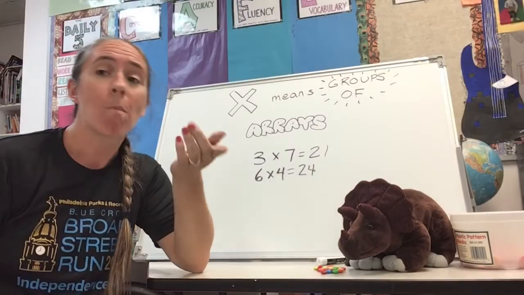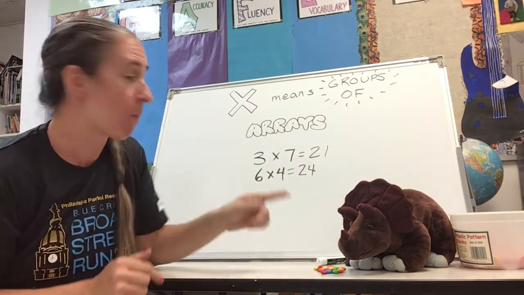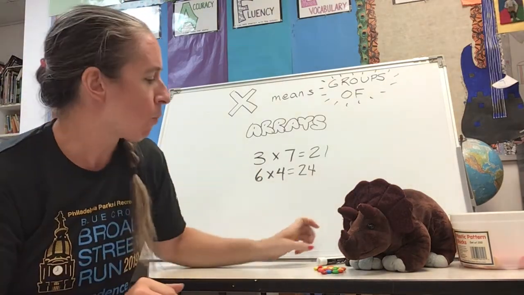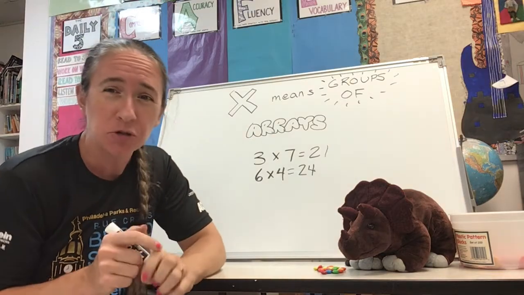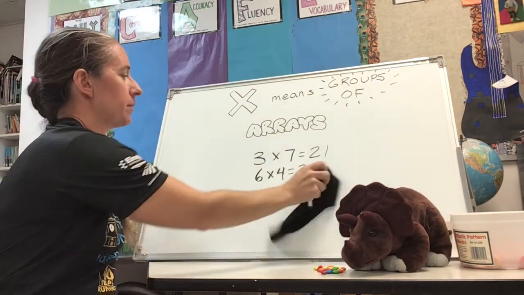So, I don't know what I was saying before. 6 times 4 is 24. But I want to do one more where I draw it. So, excuse me, Sarah. I'm going to grab this guy.